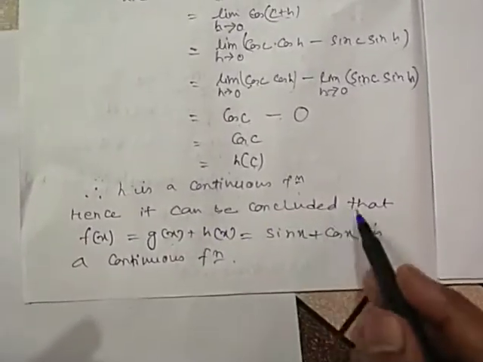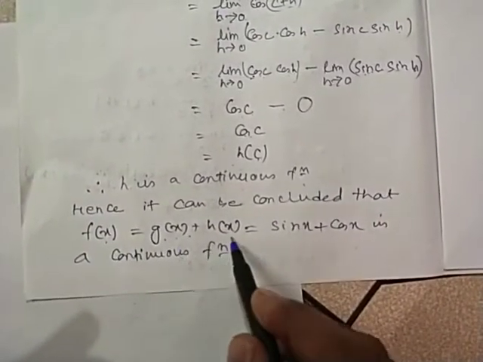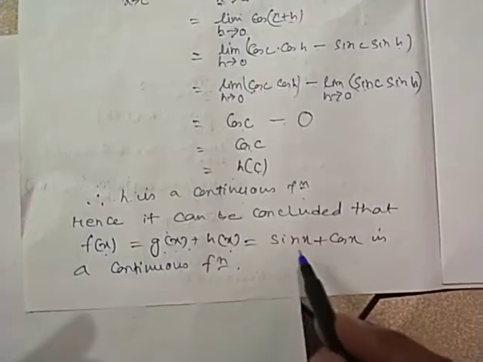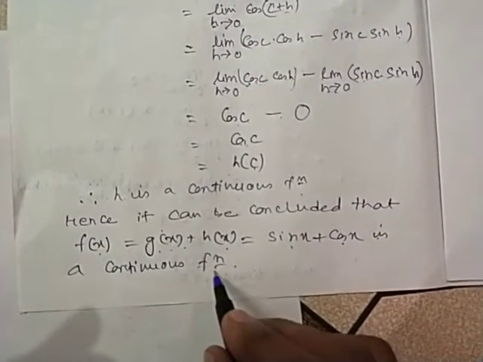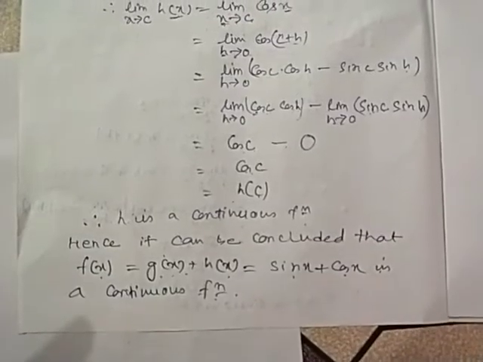Hence it can be concluded that f(x) equal g(x) plus h(x), where I have taken g(x) equal sin x and h(x) equal cos x, is a continuous function. So this is the proof for it. Okay, let us take another question.